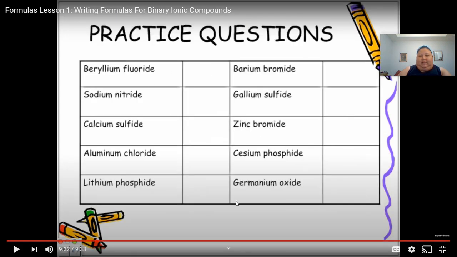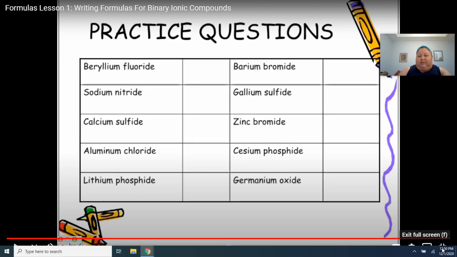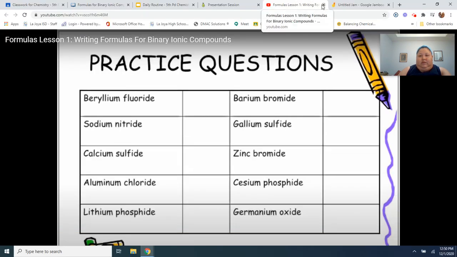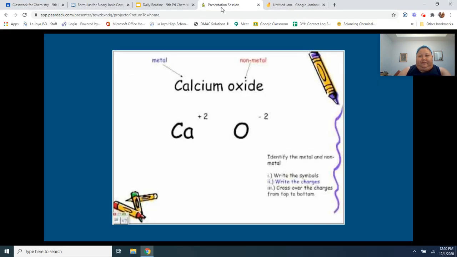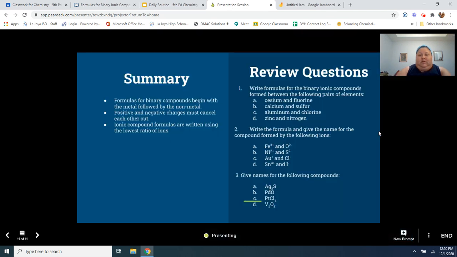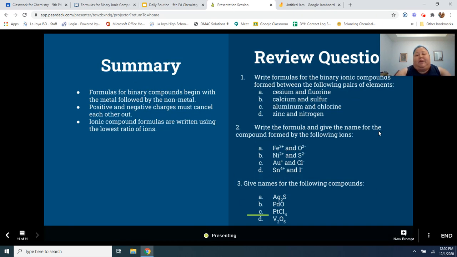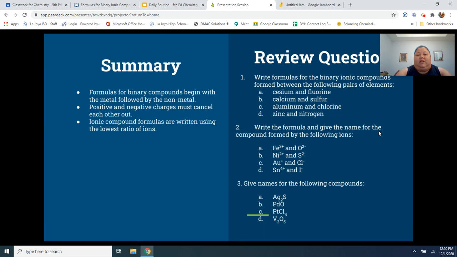Awesome. And there's some practice questions, but we have our own practice. So let's close that out. All right, in summary, formulas for binary compounds begin with the metal followed by the non-metal. The second point, positive and negative charges must cancel each other out. Third point, ionic compound formulas are written using the lowest ratio of ions.